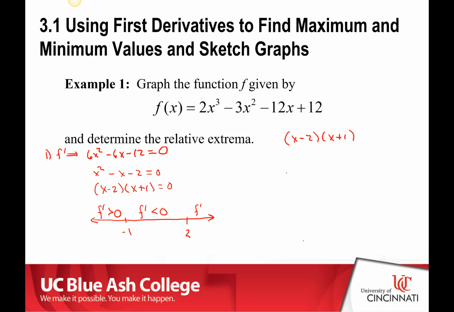Okay? Pick something to the right of 2, so like 3. 3 minus 2 is going to be positive. 3 plus 1 is going to be positive. That means the slope on the rightmost interval is going to be a positive slope. Now that we have each of these three intervals defined as far as the slope, we can come back along and identify: it's increasing, it's decreasing, it's increasing.